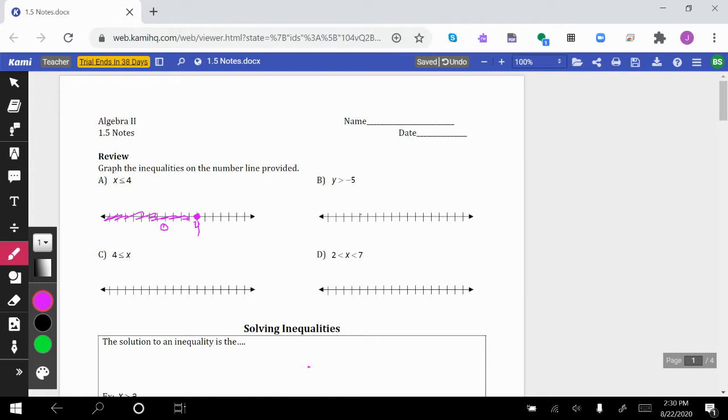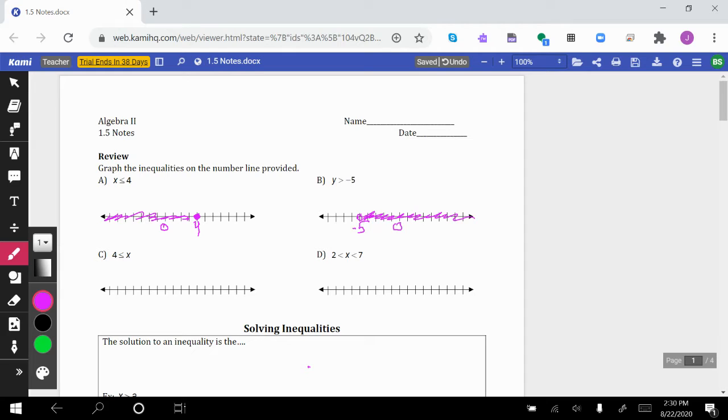Next one, we have y is greater than -5, so we're going to plot our 0 for our reference point. 1, 2, 3, 4, -5. This time we are not going to shade in our circle because there is no greater than or equal to. It's just y is greater than -5. And we're going to shade in all of our values that are greater than -5.